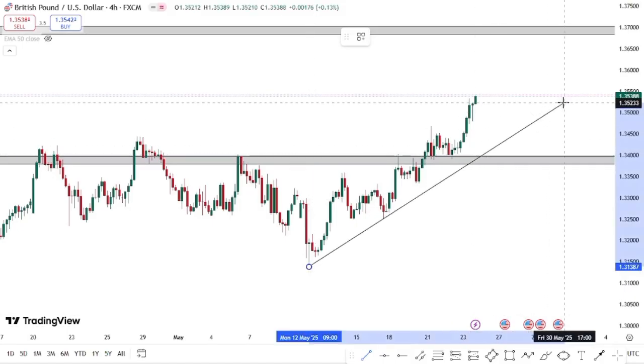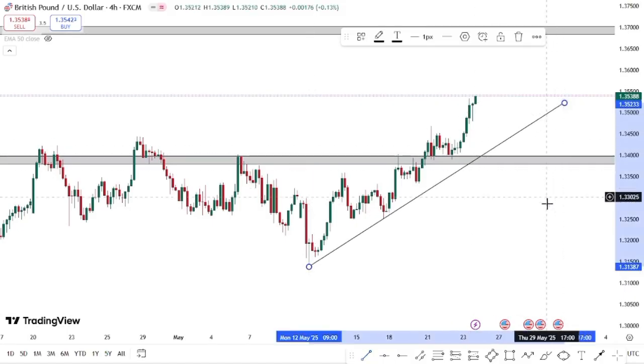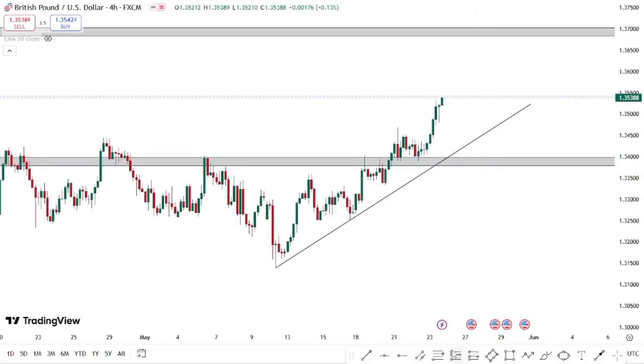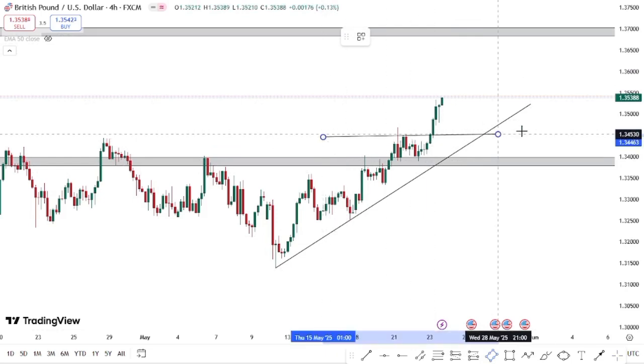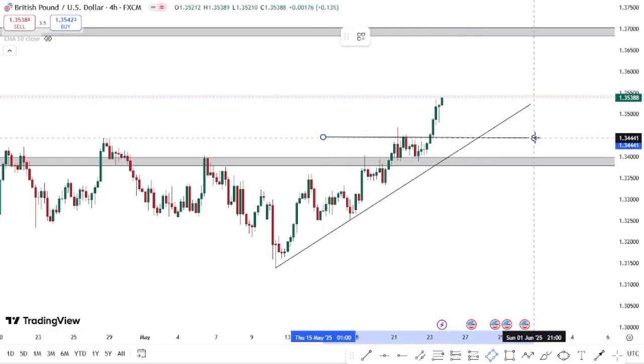Let me see something. Okay, I'll be expecting GBP USD to pull into this particular zone, come back into this zone before we start looking for buying opportunities, or pull into this high right here, because I will never ignore stuff like this. Pull into this high right here.